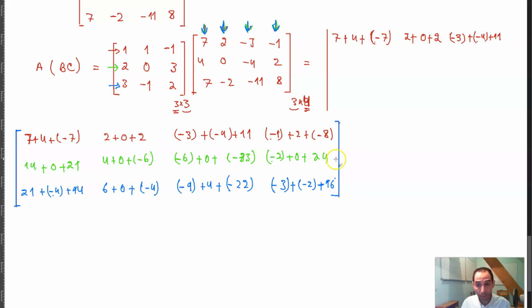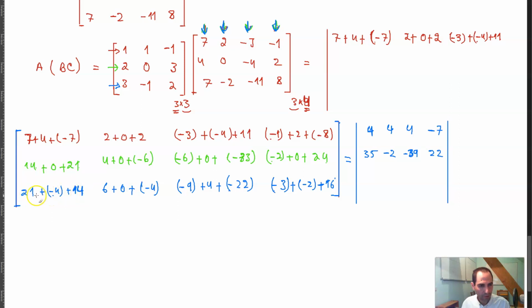So we will write it as, that is 11 minus 7 is equal to 4. That is negative 9 plus 2 is equal to negative 7, right? Then you have 21 plus 14 is equal to 35. Negative 2, negative 33, that's negative 39. And 24 minus 2 is equal to 22.